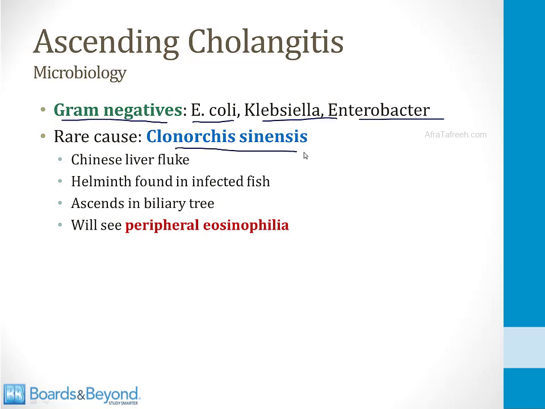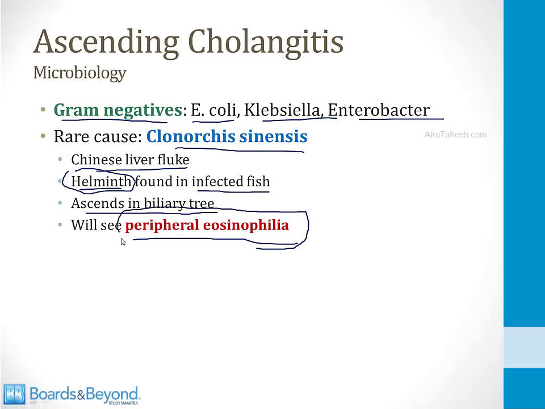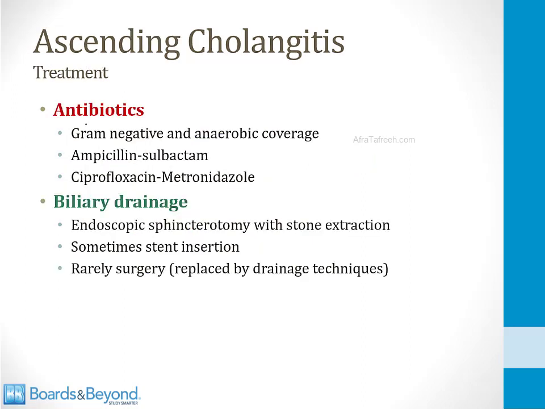There is a very rare cause you should know about for Step 1 of your boards, and that's Clonorchis sinensis. This is the Chinese liver fluke. It's a helminth that you can get from consuming infected fish. It ascends in the biliary tree, and the tip-off here is that because it is a helminth infection, the patient will present with peripheral eosinophilia. So it'll look like a typical case of cholangitis, but they will tell you that the eosinophil count is very high. They will also probably give you some clue that the patient recently ate sushi or some other type of fish.